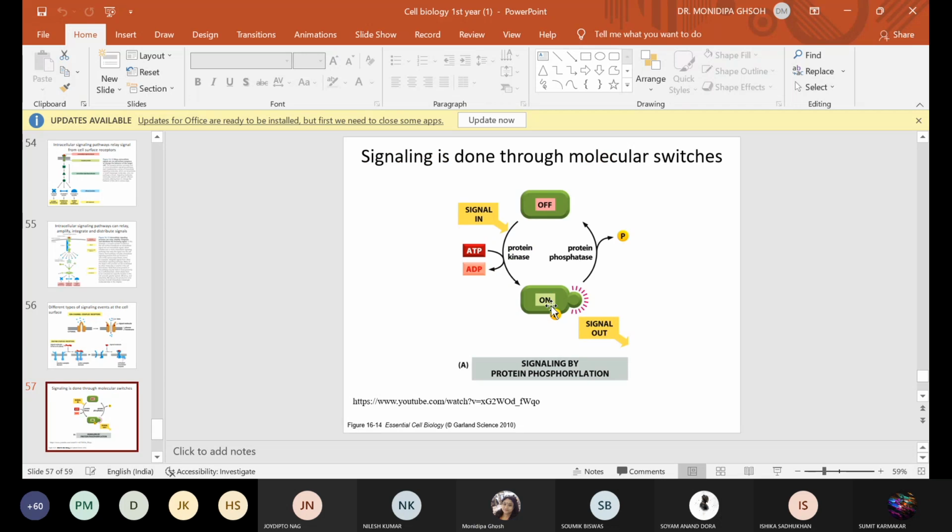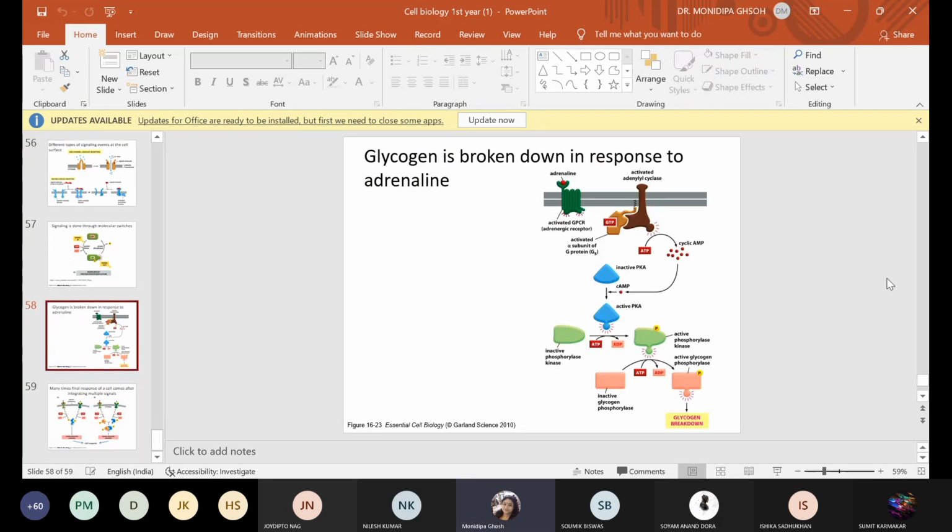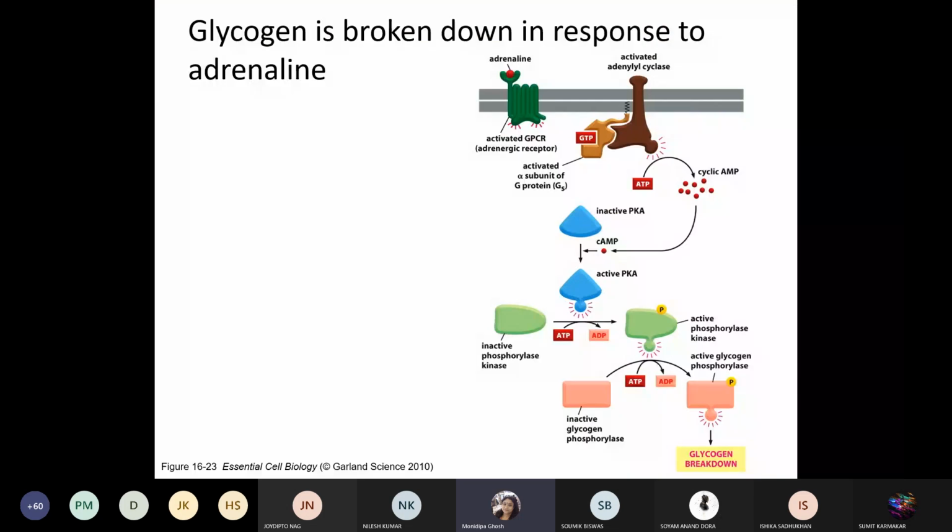So likewise, signaling at the molecular level happens. Now, glycogen is broken down in response to adrenaline. Adrenaline is a hormone, a stress hormone. When you are going to the examination hall, when you are passing a lonely night outside your home, or in any stress condition, facing any enmity or stress, the hormone adrenaline is secreted.